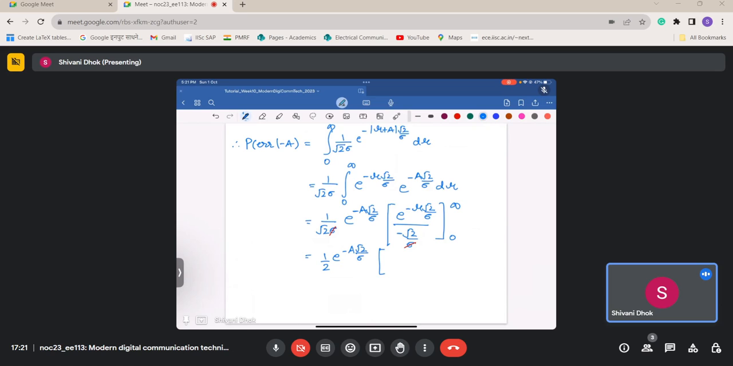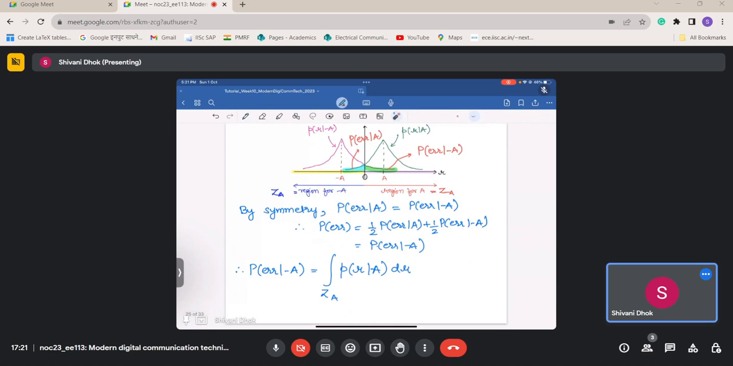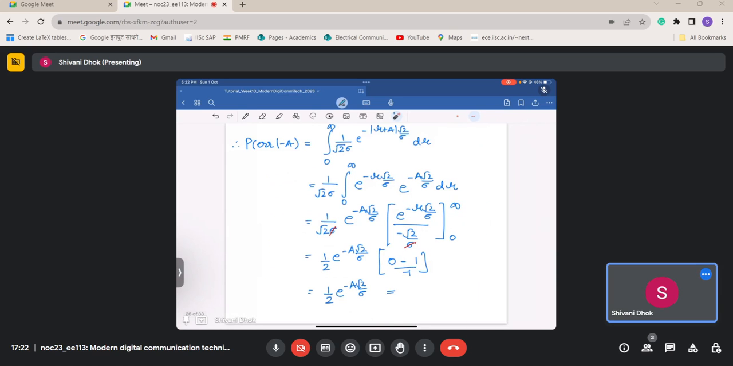e power minus infinity is 0, minus 1 upon minus 1. So this comes out to be 1 by 2 into e power minus a root 2 by sigma. And by the argument which we have made earlier, this probability of error is equal to the probability of error given minus a was transmitted. So this comes out to be the probability of error also.